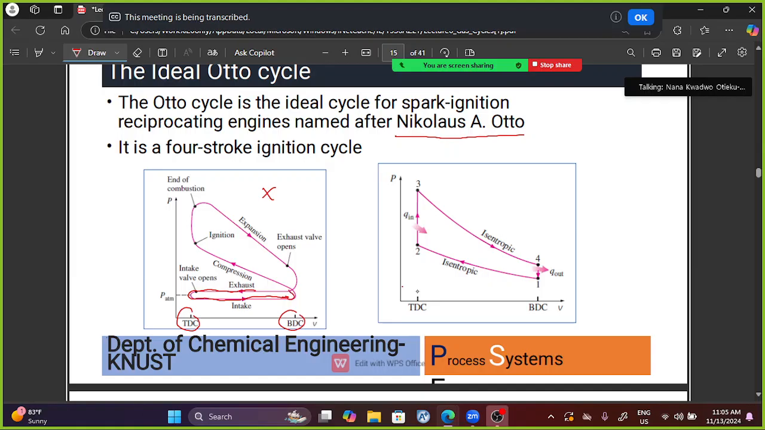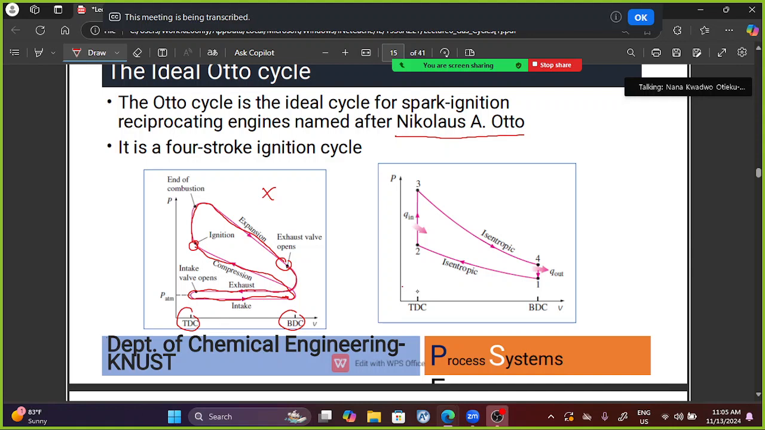Then we start to compress. As we compress, the volume starts to decrease again. We compress it to a point, right? And then we now ignite it. After igniting it, we can now start to expand it again. So now the volume starts to increase once again. Then we open the exhaust valve and then push out the exhaust gases. So that's how this cycle works.